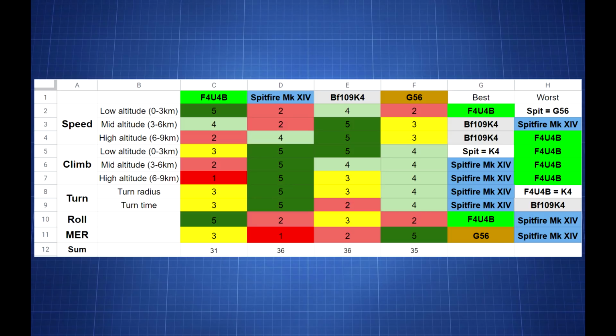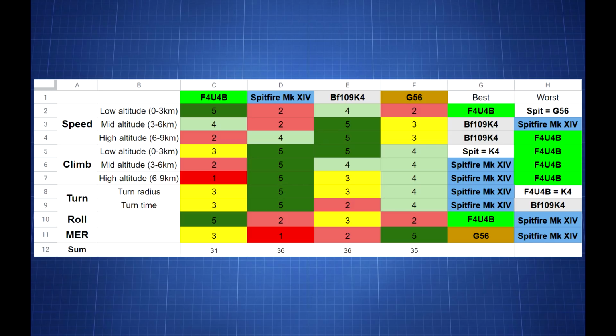In climb, the Spitfire is the best overall, and the F4U-4B is the worst. The Spitfire wins again in turn radius and turn time, F4U-4B wins in roll, and G56 wins in maneuvering energy retention. The sum at the end does not show which aircraft is the best, since each metric wasn't properly weighted. The metrics aren't all equal in usefulness. It was just interesting to see what the sum was.